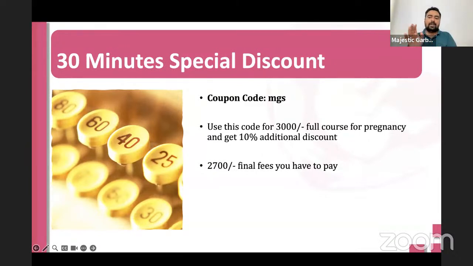If 1 month is left, then you can go for the monthly course, 1,000 rupees. That option is already given, right? So this is a special discount for today's participants, a 30-minute special discount. You can apply it and get it for 2,700 rupees.